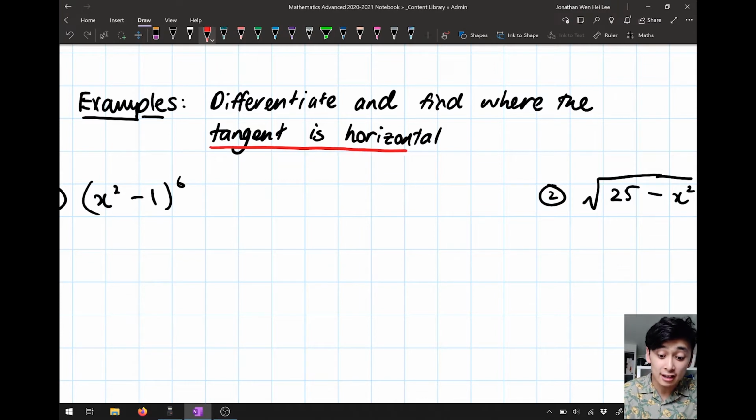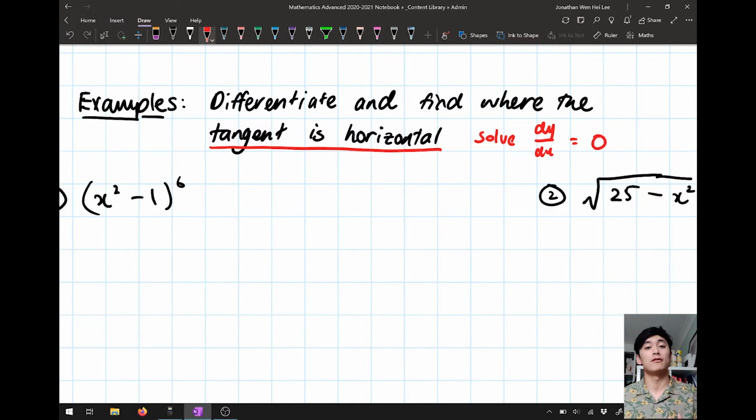Now if you see the word tangent is horizontal. If you remember, the gradient function that we get when we differentiate a function tells us how steep a function is at any given point. If we want the tangent to be horizontal, that just means we have a gradient of 0. So what this means is we need to solve for dy/dx, our derivative, equal to 0. That's what we're actually looking for.